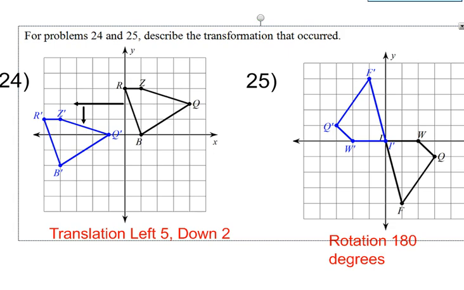And finally, 24 and 25, translation. The first one, 24, was a translation that was left and down, left 5, down 2, and 25 was a rotation 180 degrees. Doesn't matter which way you go.